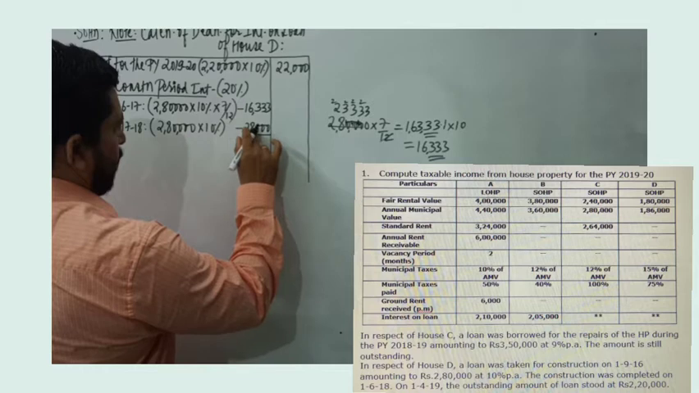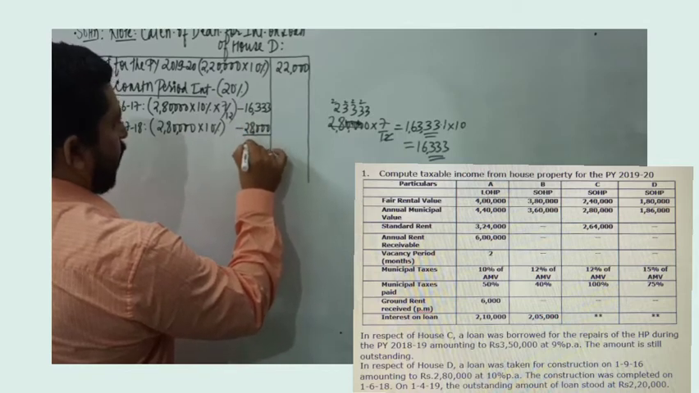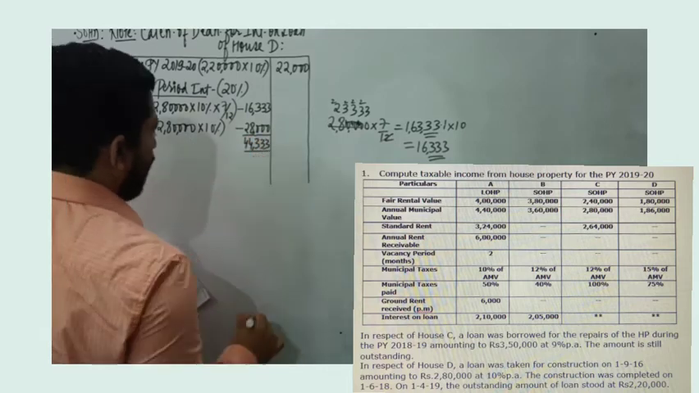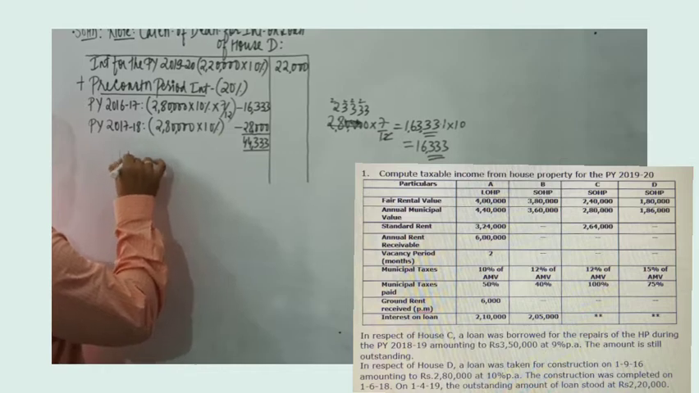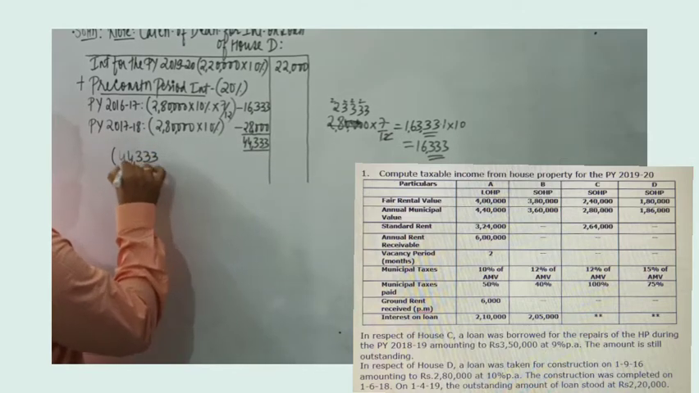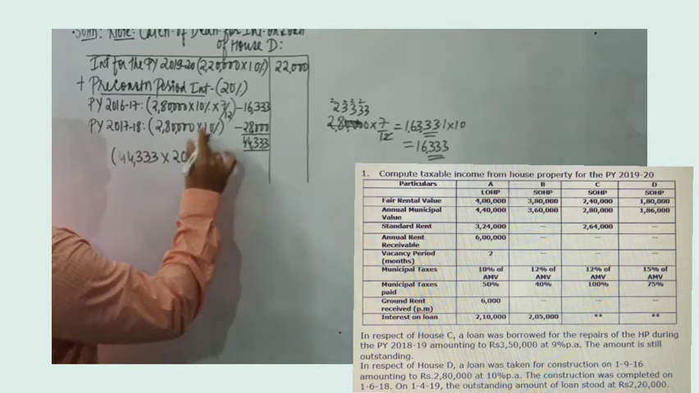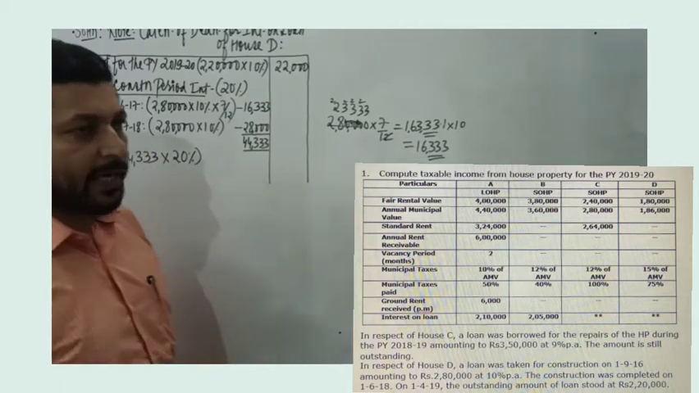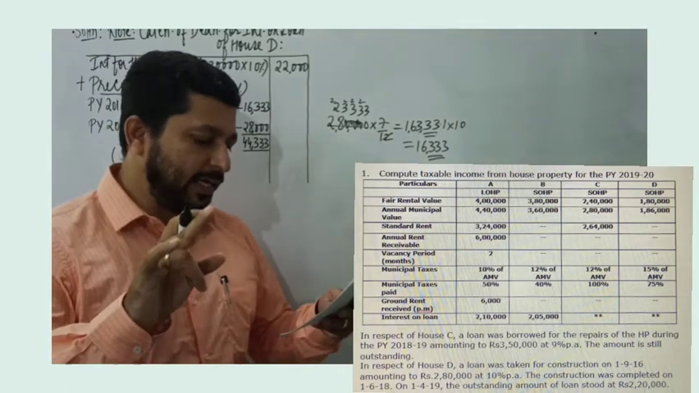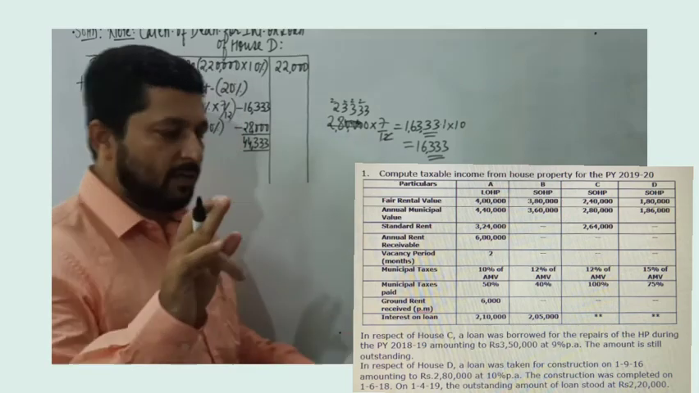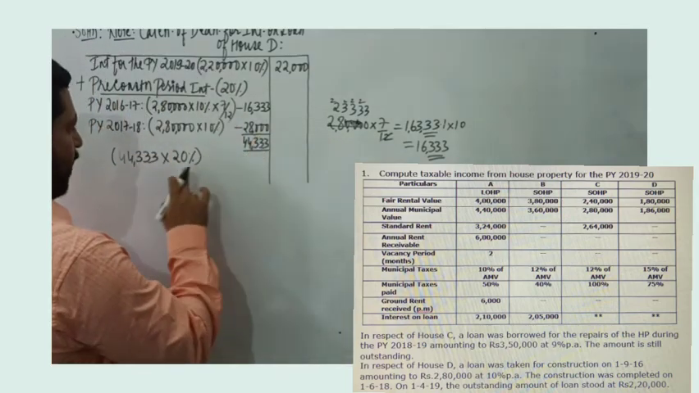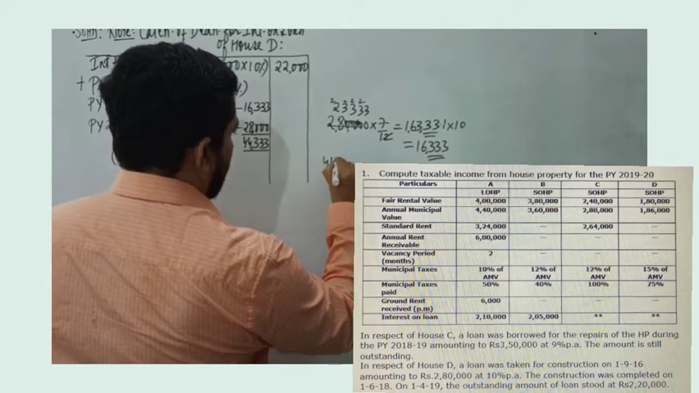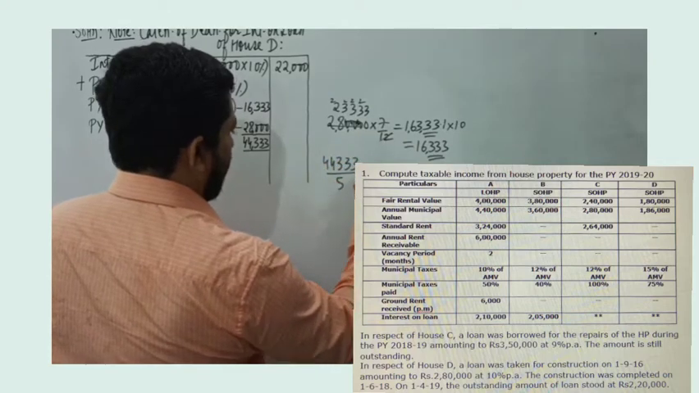So total pre-construction period interest that we have will be 20, 30, 38, 44,333. So 44,333 into 20%. That is the pre-construction period interest that will be considered. Now we are not going to take 18-19 over here because in the year 18-19 the construction was completed on 1st of June 18. So 20% or 1/5 of 44,333. So I take divided by 5.